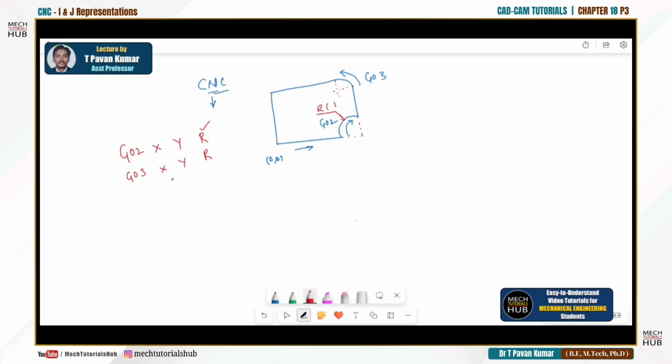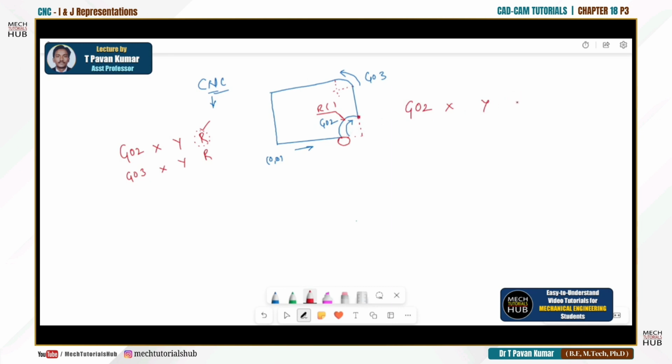But there is one more way, since a few machines will not understand these radii. These radii will not be understood by some machines. So in that scenario, for example, the tool has traveled linearly from here to this point, where let us say the tool is somewhere here. It needs to travel in a clockwise direction, which is G02. That is the command G02 followed by the x and y coordinates of this point.